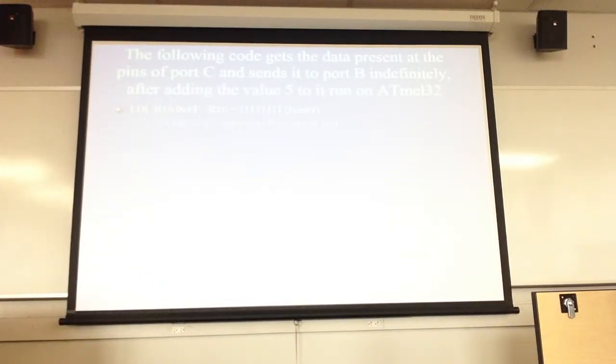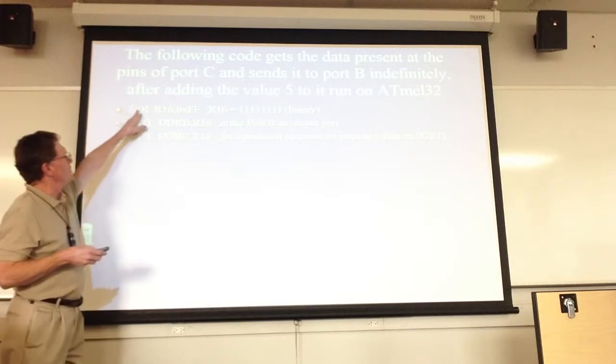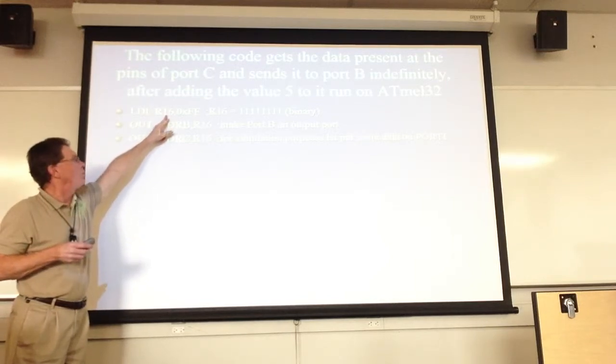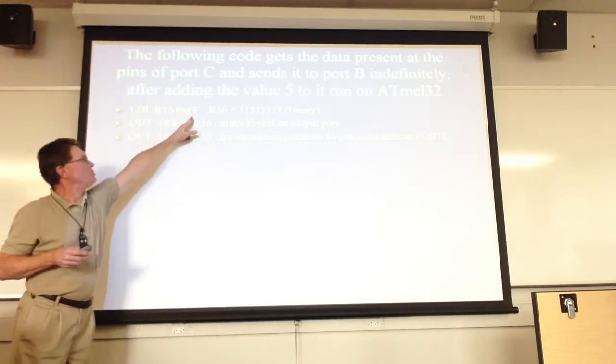All right, let's see, in this case, we're going to present data at the pins of port C and send it to port D indefinitely after adding a value of 5 to it. So what we're going to do is load up, again, you have to load up your general purpose register with the 8 bits that you're going to assign for the direction for that port. So in this case, we're going to have just FF.